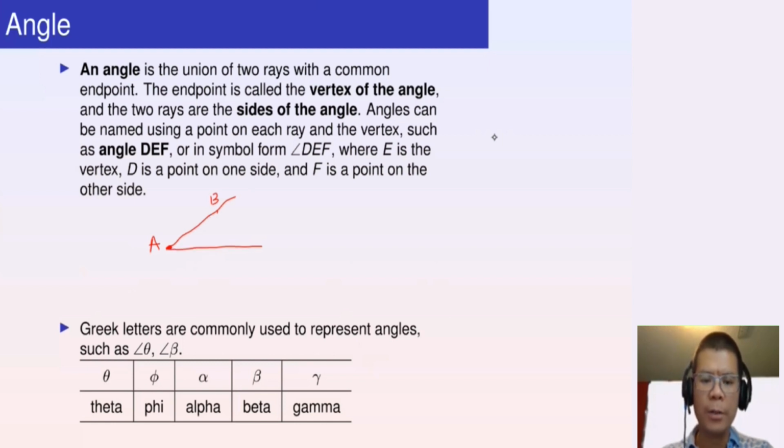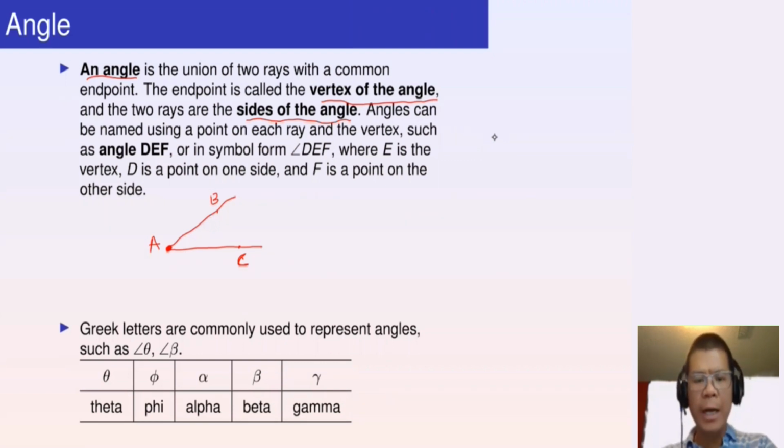So, for instance, here's another one, say this is C. So A is the common endpoint, and you have two rays, AB and AC. The union of these two is an angle. Now the endpoint is called the vertex of the angle, and the two rays are called the sides of the angle. So AB is one side, AC is another side, and A is called the vertex of the angle.